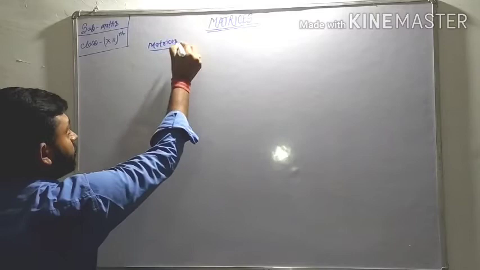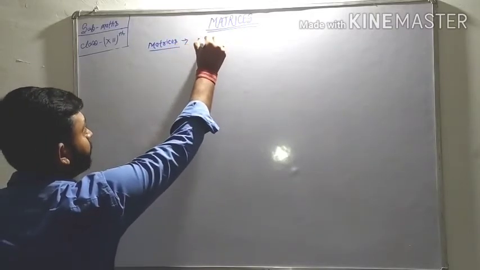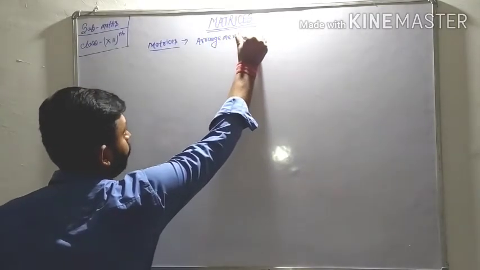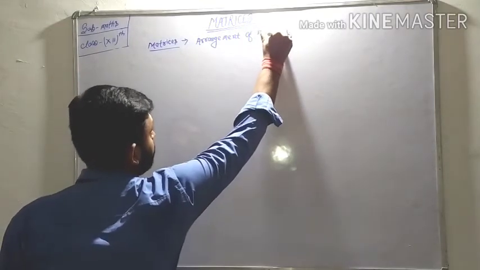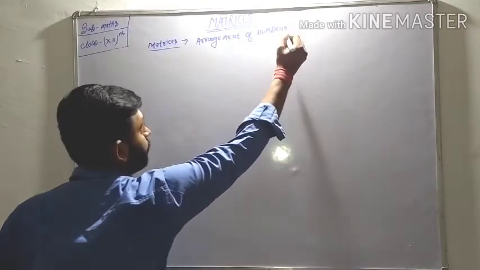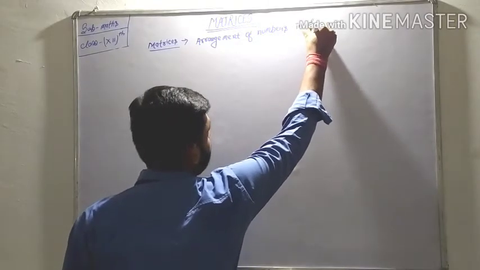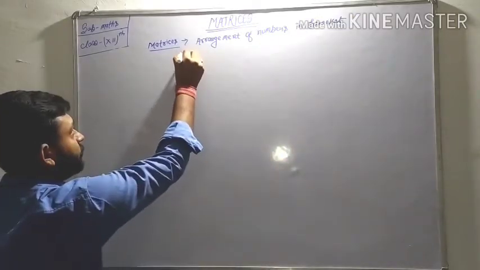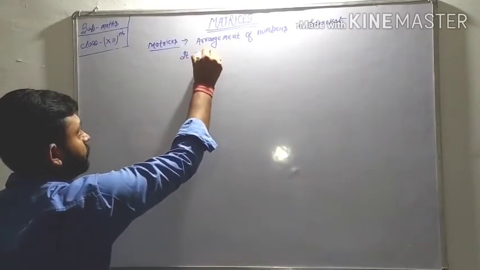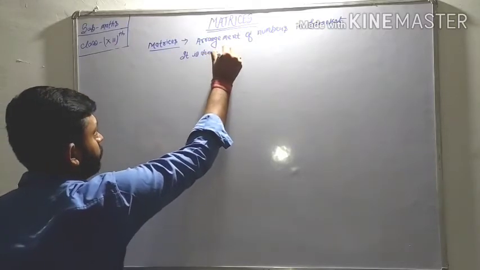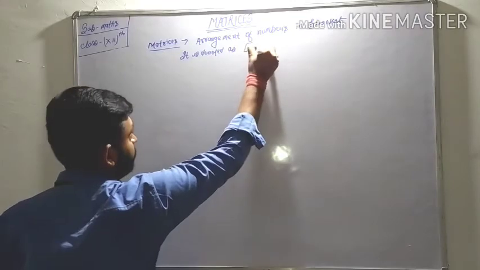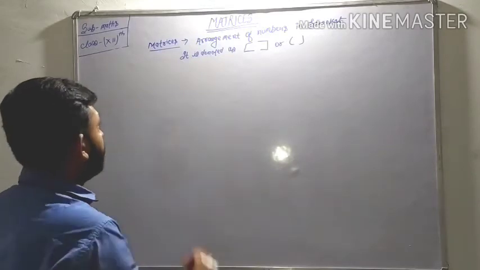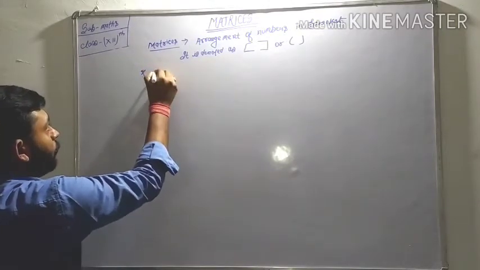Now, what is a matrix? An arrangement of numbers in a bracket is called a matrix, and it is denoted as a bracket. Now, first of all, we know the order of matrices.